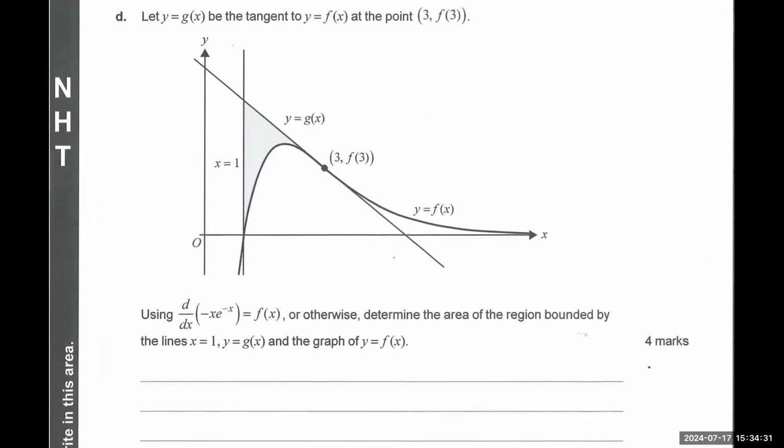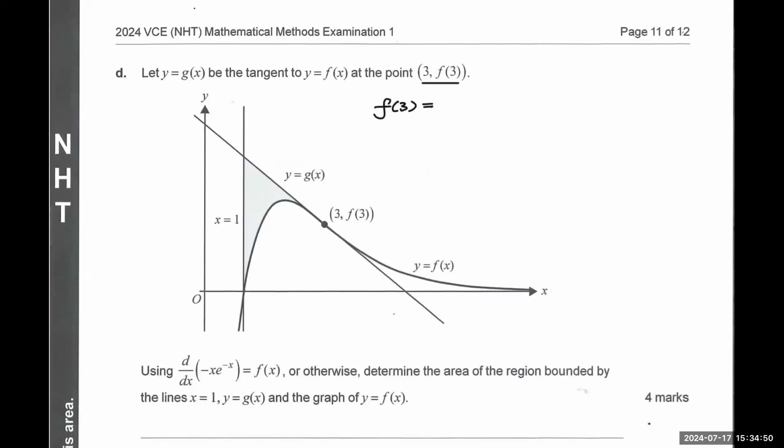Let y equals to g(x) be the tangent to y equals to f(x) at the point (3, f(3)). So if I have the point here, f(3) equals to (3 minus 1) e to the power of minus 3. That will give me 2e minus 3. So that's the point.